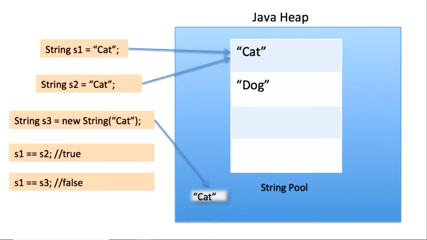So if, for example, you create string s4 equal to new string cat, now s4 will be created in the heap area, but the same thing won't be created in the string pool area. In order to clearly understand this, we'll go to the Eclipse IDE.